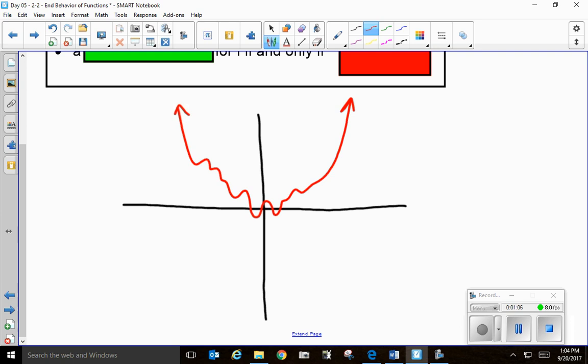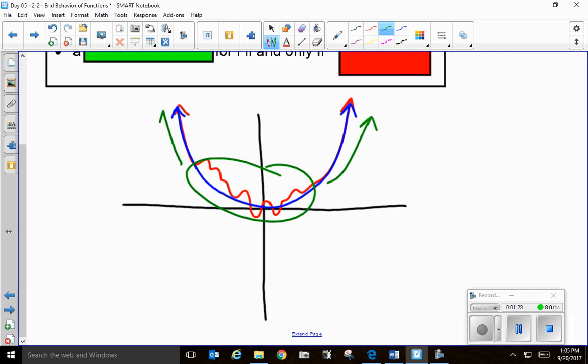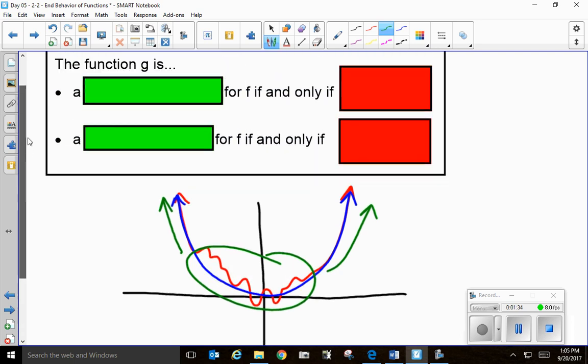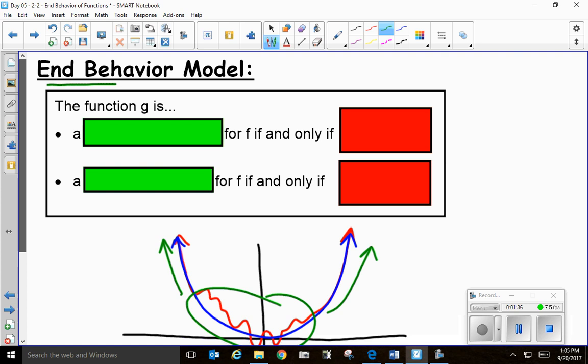I might have another function where the ends model or behave the exact same. Which means, what if I had a parabola that went like this, came back up? Over here, it's obviously very different. But as this thing goes to the right forever, it acts the same. As this thing goes to the left forever, it acts the same. So when they talk about end behavior, that's what they're talking about: the right end forever, the left end forever.